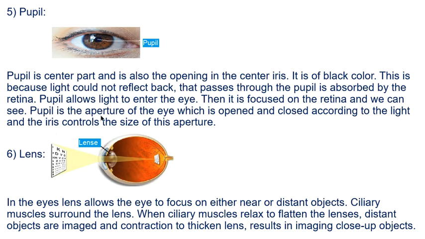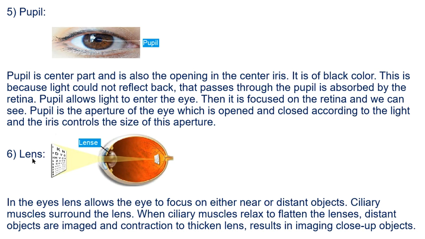The pupil is the aperture of the eye which is opened and closed according to the light. The iris controls the size of this aperture. Aperture means an opening through which something can enter. This is the aperture of the eye, the opening through which light can enter. And how is the size of this pupil controlled? Through the iris. You can see the diagram by going back into the video. If you want to see the whole diagram, you can go to the first slide and see.